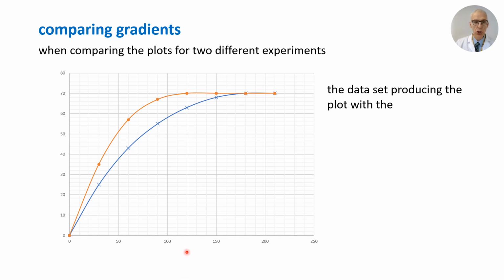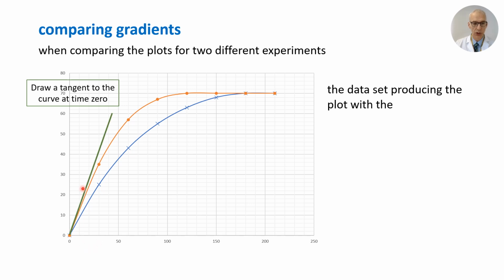So if we have two data plots, same experiment, but perhaps at different temperatures or with a varied concentration of one reactant or the other, we want to compare the two and decide which one is faster. Well, our method is to draw a tangent to the curve at time 0, by which we mean we draw a line which touches the curve once, a tangent, and that touching occurs at time 0. So there's my tangent to the curve at time 0 for the orange line.